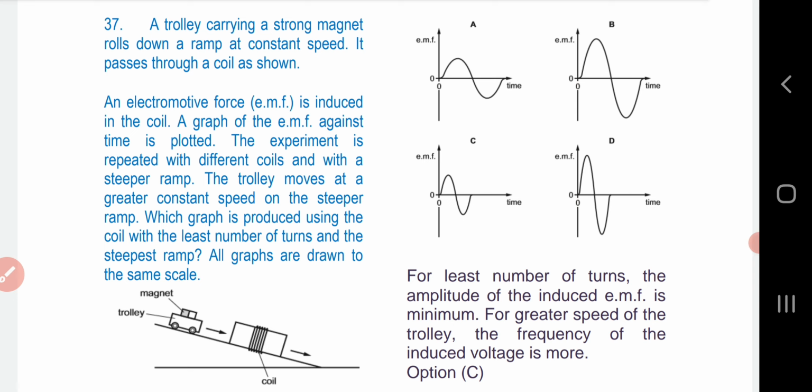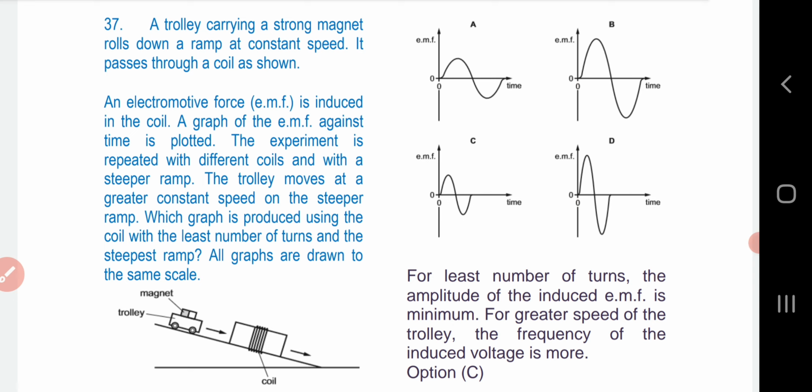The experiment is repeated with different coils and with a steeper ramp. The trolley moves at a greater constant speed on the steeper ramp. Which graph is produced using the coil with the least number of turns and the steeper ramp? All graphs are drawn to the same scale.